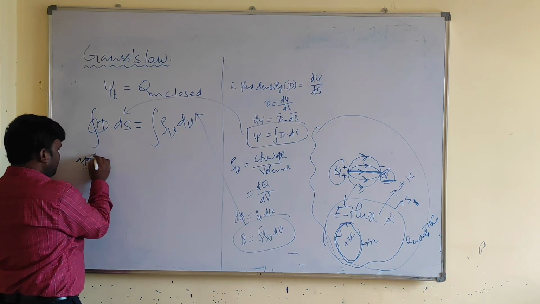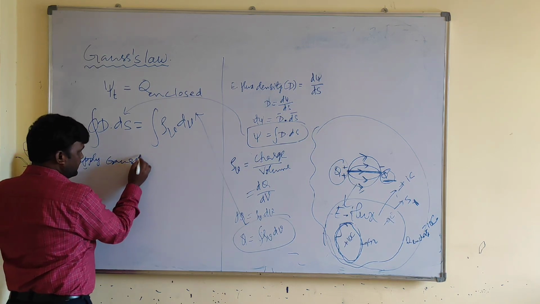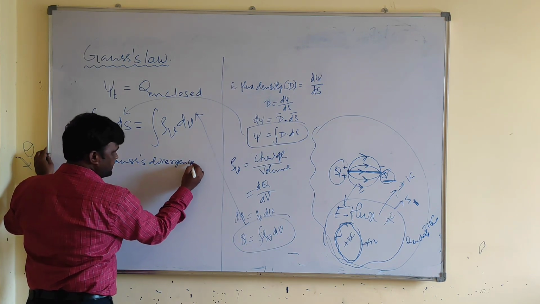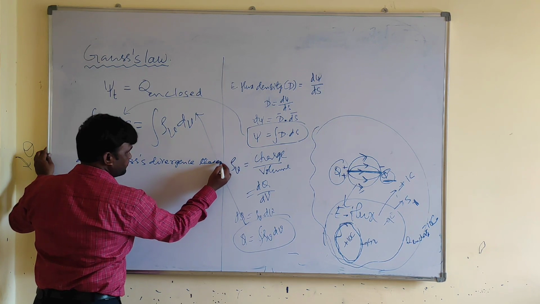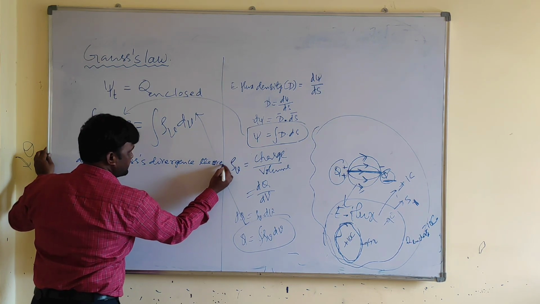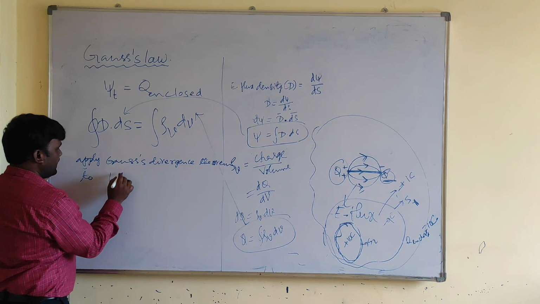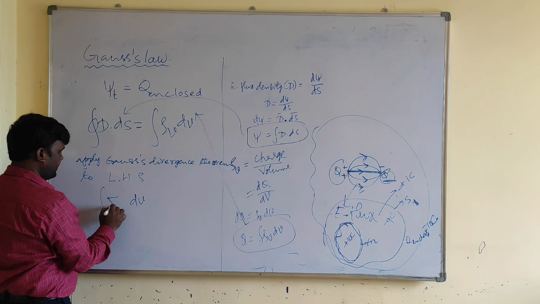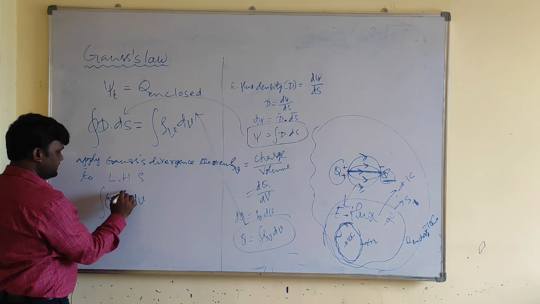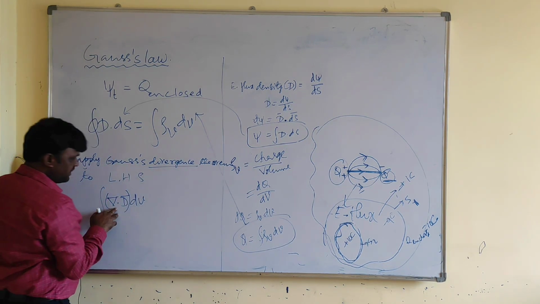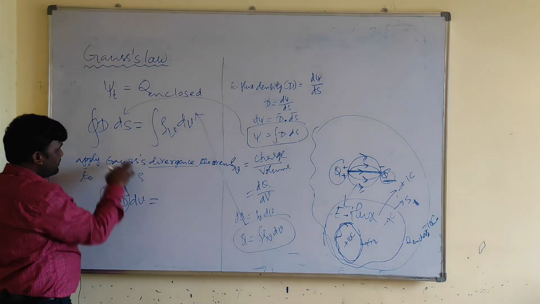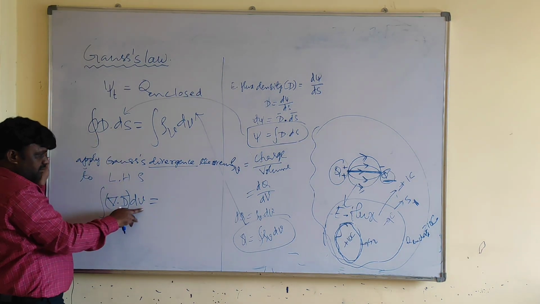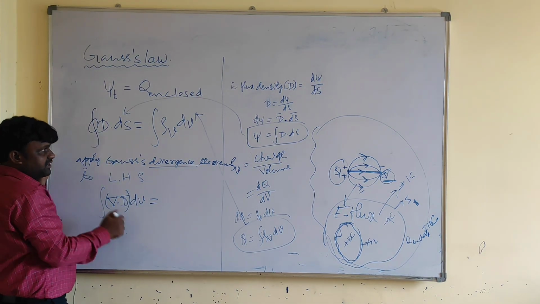Apply Gauss divergence theorem to LHS. You will get what? This closed surface integral becomes volume integral and vector becomes what? Divergence of that vector. In this theorem, we have divergence. So, basically divergence theorem is used to convert closed surface integral into volume integral. This surface integral becomes volume integral and vector becomes divergence of that vector.